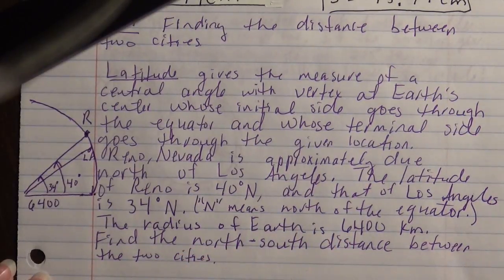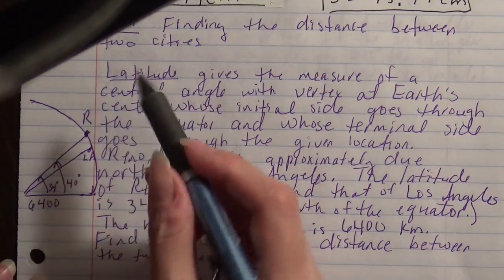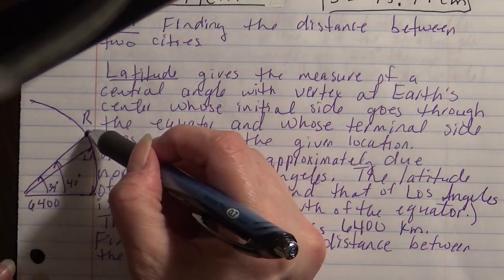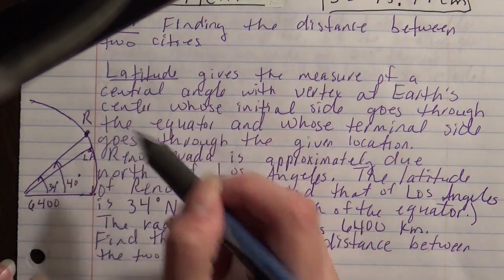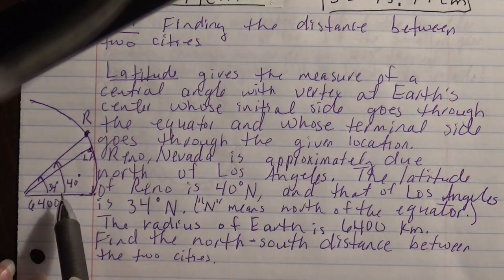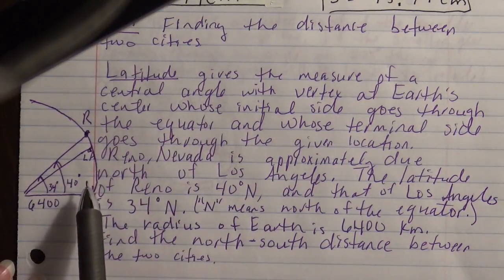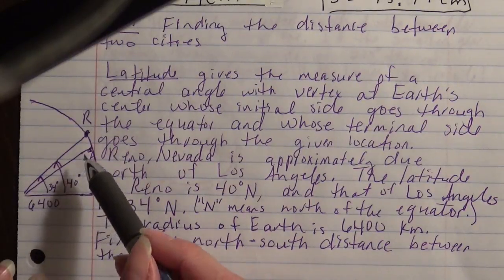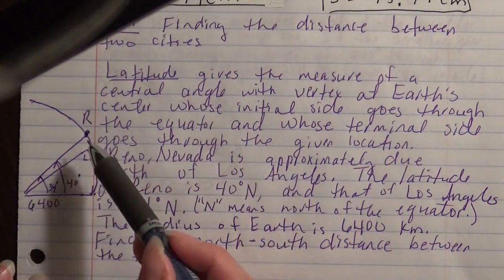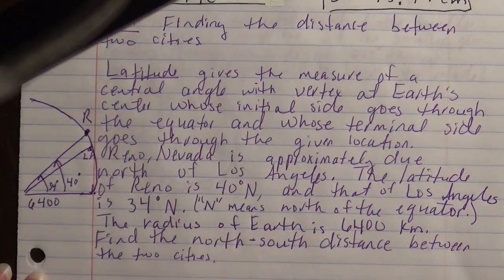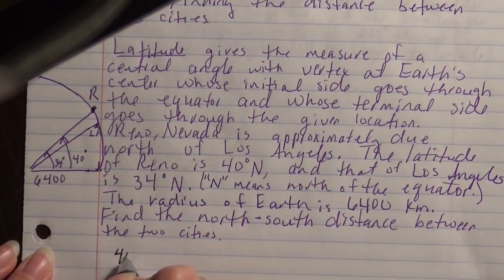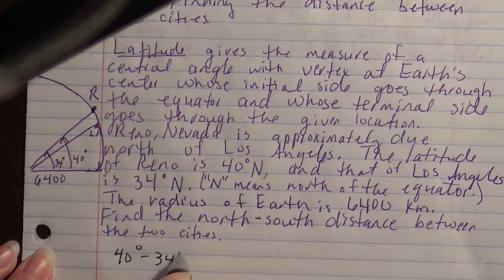All we need to do is, we're asked to find the north to south distance between the two cities. So what's the distance from here to here? To find this, first we're in degrees. What is the distance from the 40 degrees north to 34 degrees north? Well, 40 degrees minus 34 degrees would be a difference of 6 degrees.